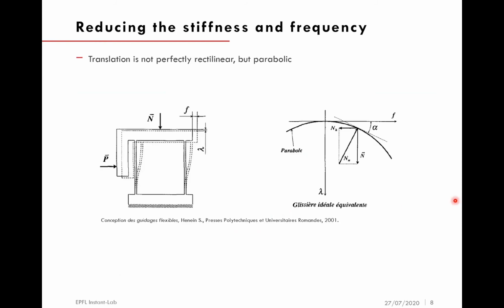The translation of the parallel leaf spring stage isn't exactly rectilinear. Assuming small deflections, the trajectory is a parabola due to beam shortening. The same effect is present in the 3-beam oscillator, in which the movement is restricted to a paraboloid. This is in fact the key aspect of the oscillator, as it enables the overall stiffness and frequency to be reduced by increasing the mass. Let us explain this in more detail.